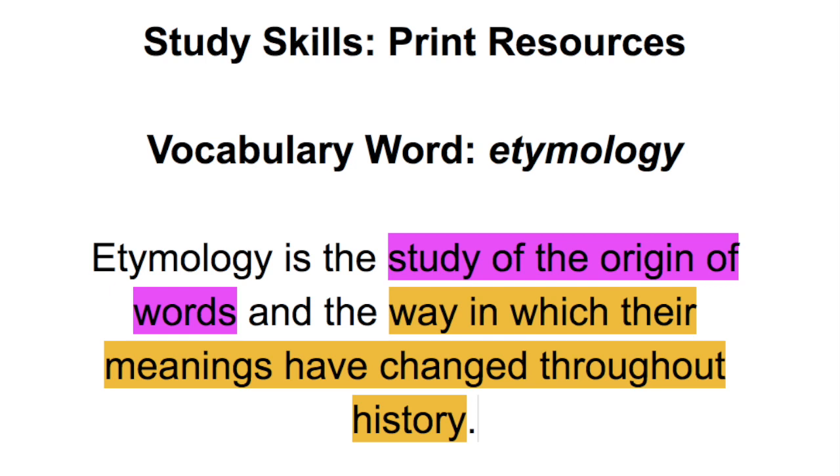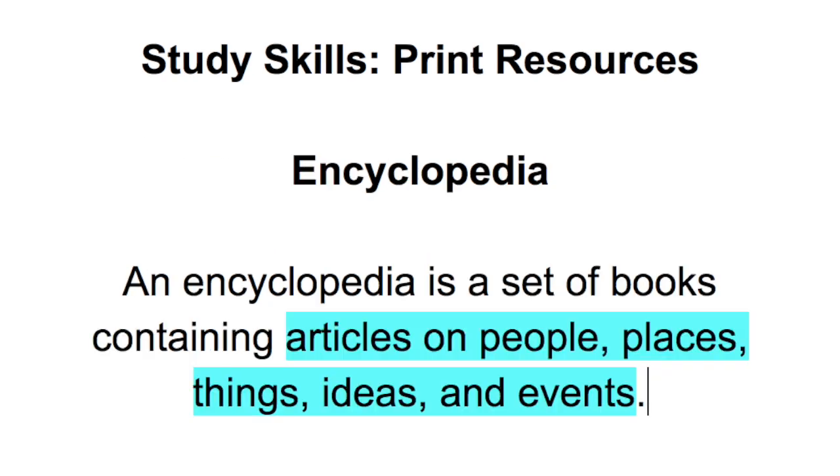All right, so in that definition of dictionary, we had a vocabulary word that we really haven't talked much about, etymology. And what etymology is, is the study of the origin of words and the way in which their meanings have changed throughout history. So a lot of times, and we've all watched spelling bees or been in spelling bees, one of the questions that a spelling bee contestant can ask is the word origin. Where did it begin?